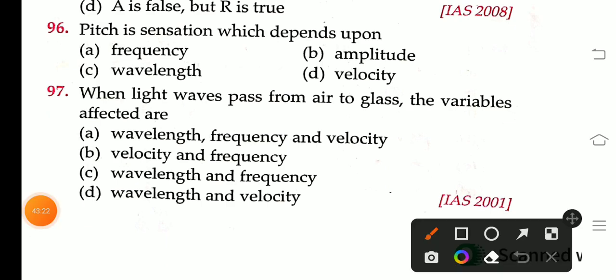Next, pitch is a sensation which depends upon, right answer option A, frequency. Next, when light waves pass from air to glass, the variables affected are wavelength and velocity. Option D.